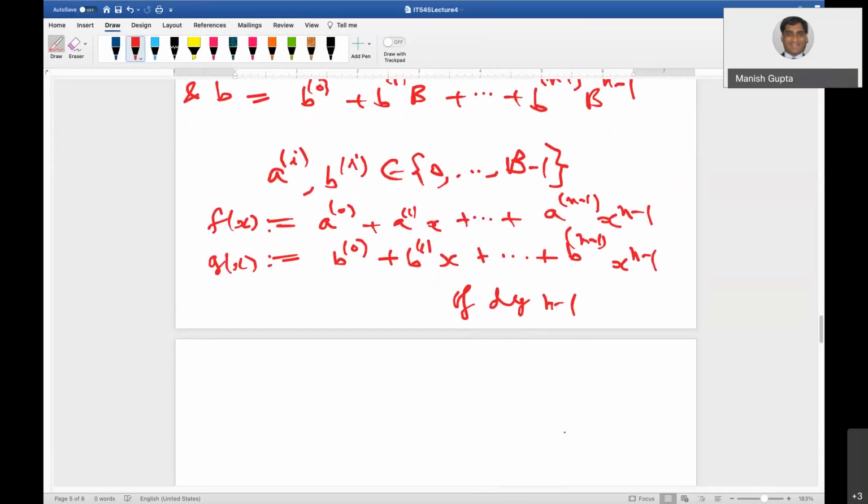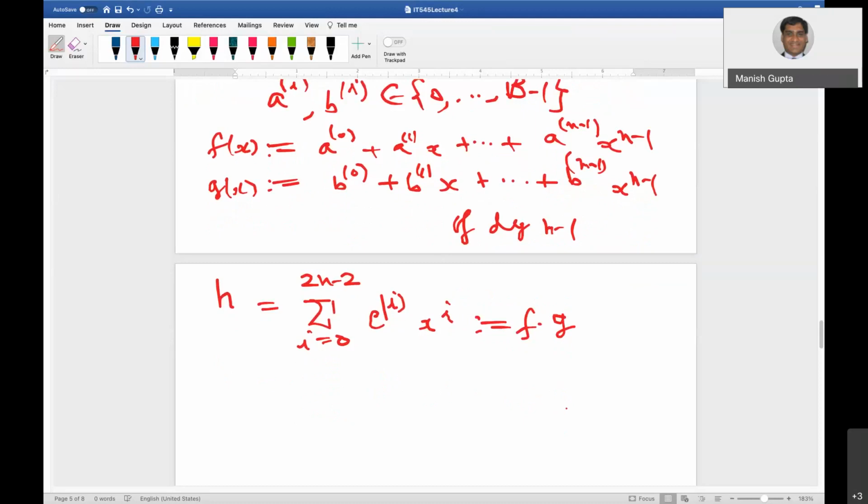Now what to do? We reduce the computation, just like in the Toom-Cook method, to computing the product polynomial, and then we evaluate the product polynomial h at certain points. So our h is the summation for i equal to 0 to 2n minus 2 of c_i x to the i. Remember there it was 2k minus 2. This is defined as the product of the two polynomials f and g, and we evaluate h at x equal to the base B.